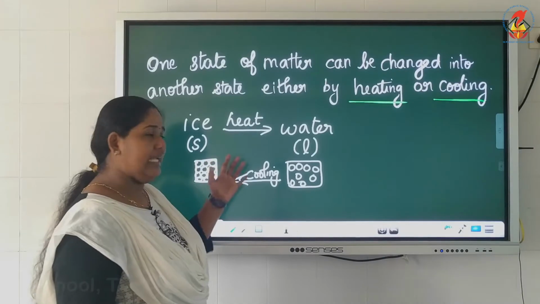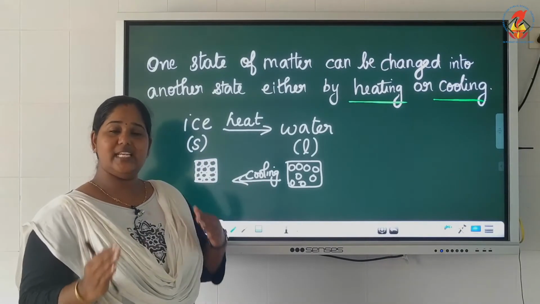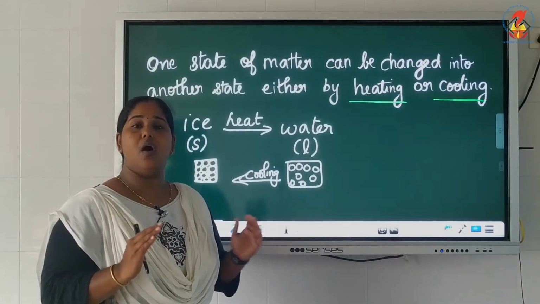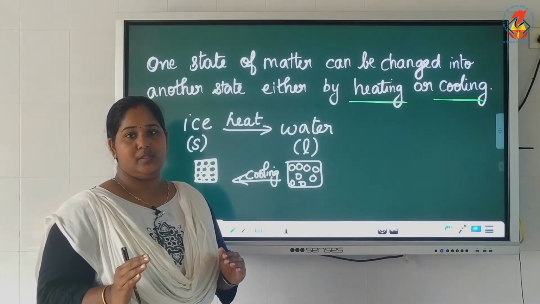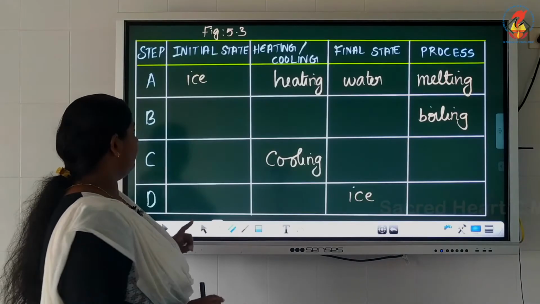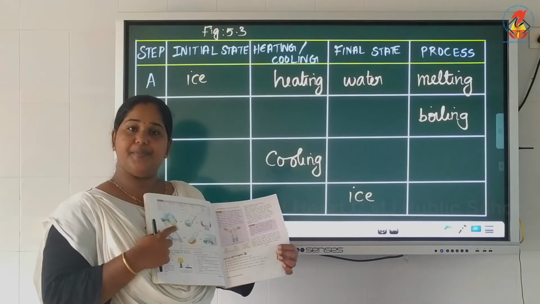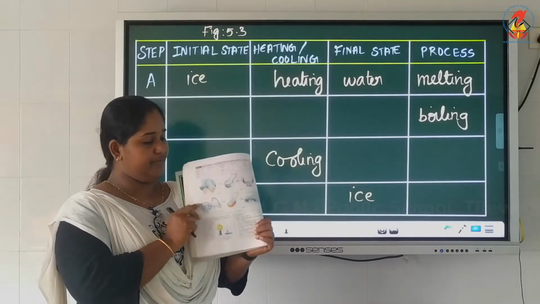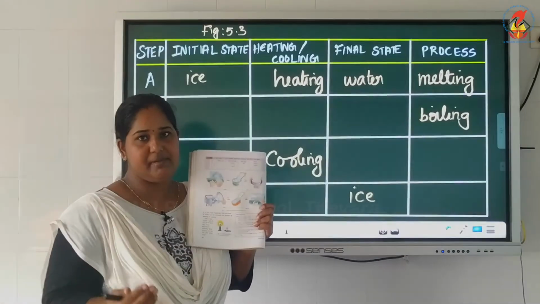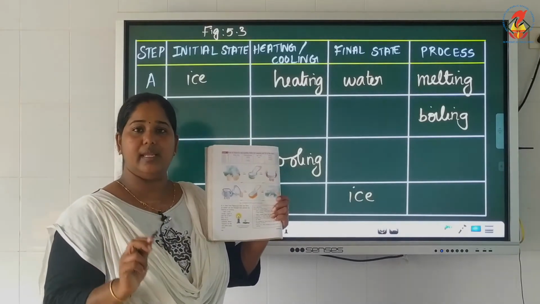Okay, so this is how heating and cooling cause changes in the states of matter. One state of matter can be changed into another state only by heating or cooling. Did you understand? Now we can look at the figure given in your textbook. See page number 44, okay? Page number 44, you have a figure given here, figure 5.3. The page number may be different in the revised edition. So you just look at figure 5.3 in your textbook.